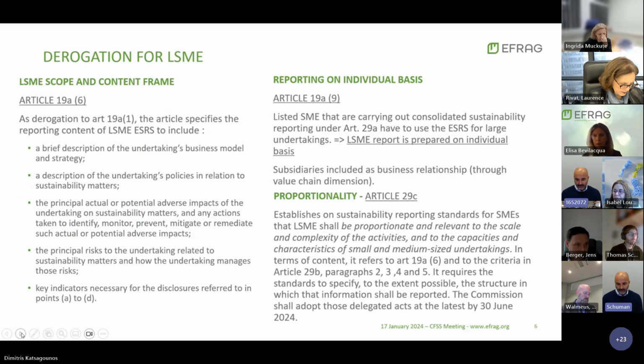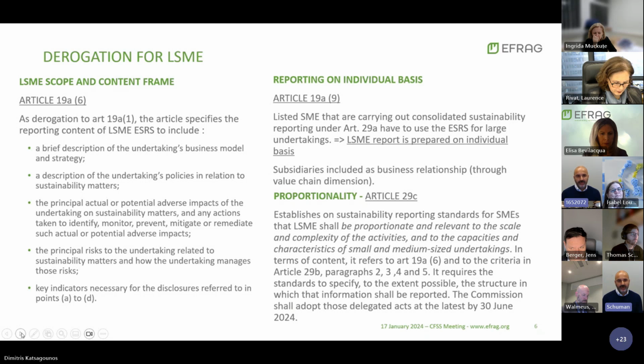One of the key articles of the CSRD related to the LSME is Article 19a, which specifies the content of the LSME. As you can see, a brief description of the undertaking's business model and strategy, a description of the undertaking's policies in relation to sustainability matters, the principal actual or potential adverse impacts and risks, and the key indicators. This article also, as Chiara mentioned, defines the undertakings in scope of the CSRD and the LSME, which are the SMEs with securities listed, small and non-complex banks, and captive insurance and reinsurance.